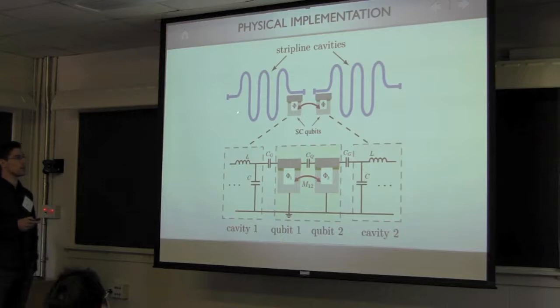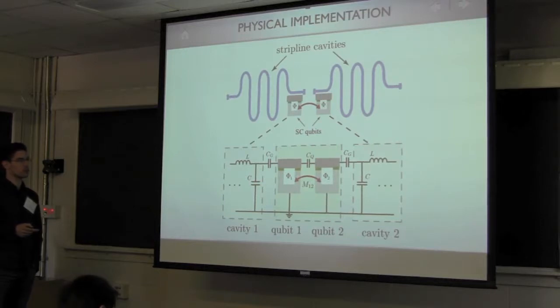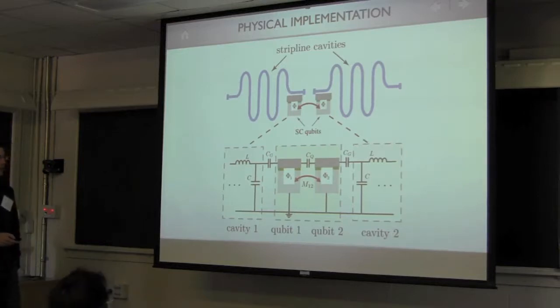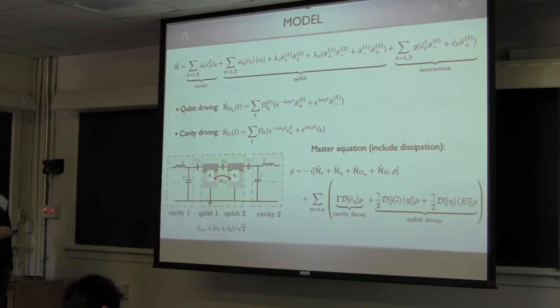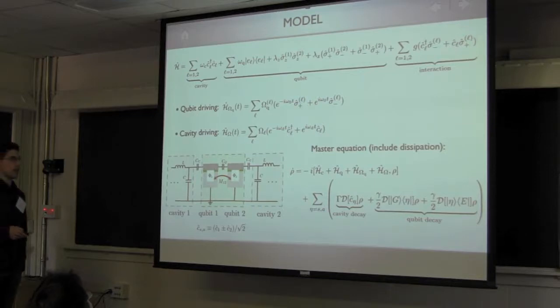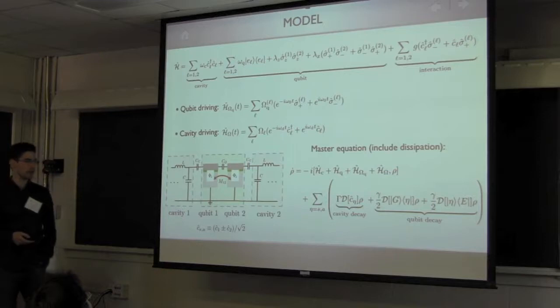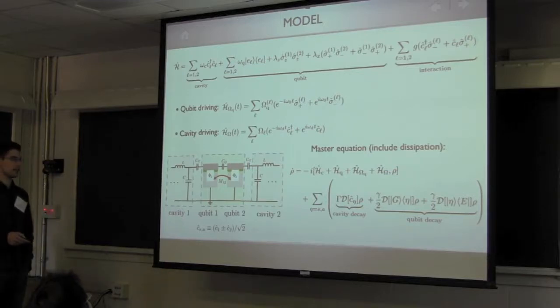So the system consists of an array of strip line resonators mutually coupled through two superconducting qubits. And then this basic plaquette will be repeated over and over again. So the Hamiltonian for this system, for a basic plaquette, consists of the cavity part, in which qubits interact with longitudinal as well as with a transversal coupling. Then I have a qubit-cavity interaction, and then I decide to drive both the qubits and the cavities. And as I said, I will also consider the fact that photons can decay outside of the cavities, as well as the fact that the qubits can decay.